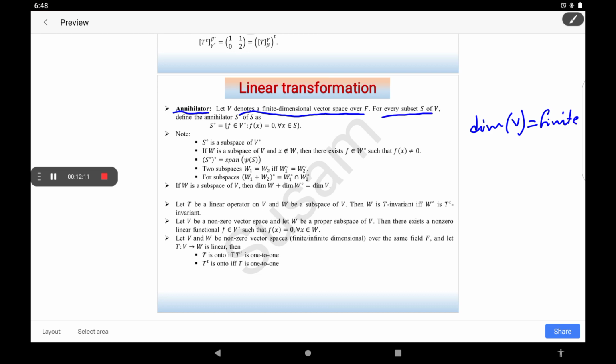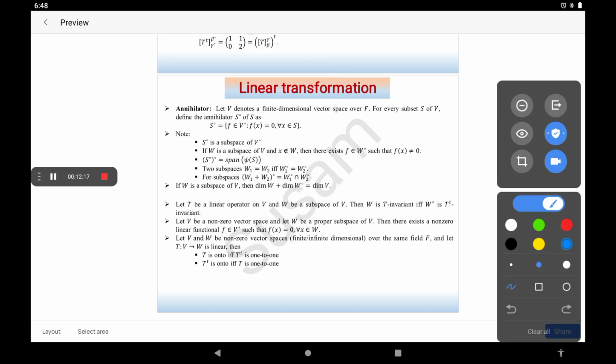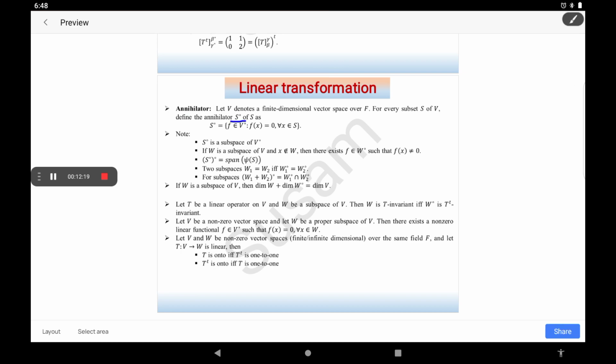For every subset S of V, the annihilator is denoted by S naught. Here S naught is the set of all elements f from the dual space V star such that f(x) equals 0. You can relate this to the kernel of a vector space, and here it is the kernel of the dual space, that is called the annihilator.